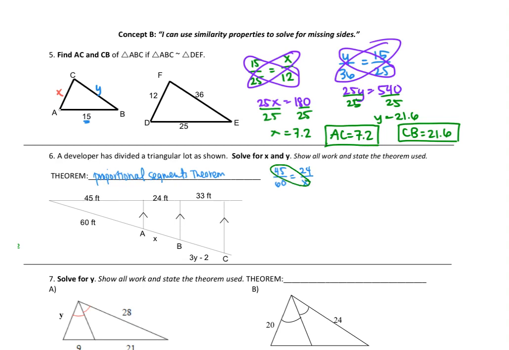So cross multiplying here. That's 45x equals 60 times 24, which is 1440. And then we're going to divide both sides by 45. So x equals 32. Now solving for y, I'm going to use the same first ratio, so I'm going to use the 45 over 60. And I'm going to set it up using this other proportion here, so 33 over 3y minus 2.